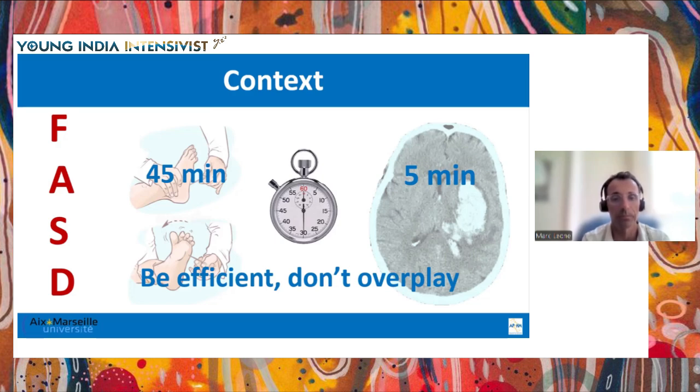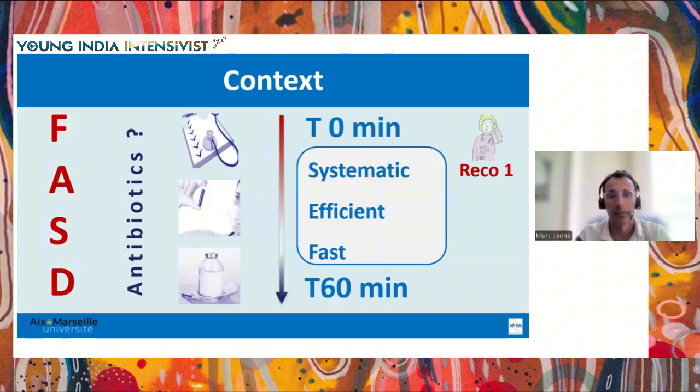So try to be systematic. Do a clinical examination, including neurological examination, but don't lose time. Don't lose more than 5 minutes for that. Once again, 3 words, and that's my recommendation. My first recommendation: be systematic, be efficient, be fast.